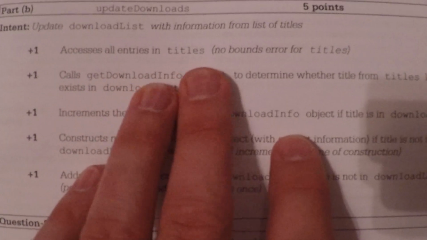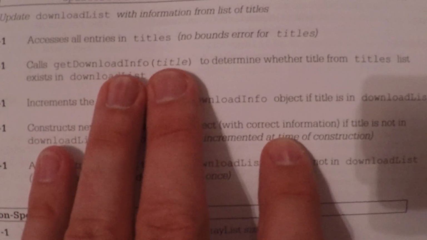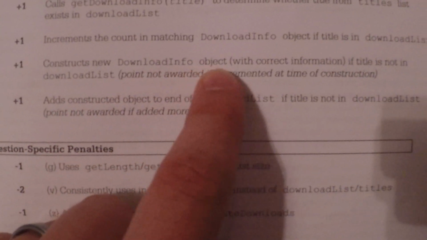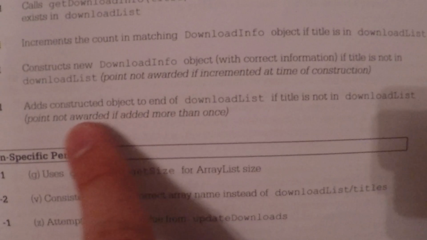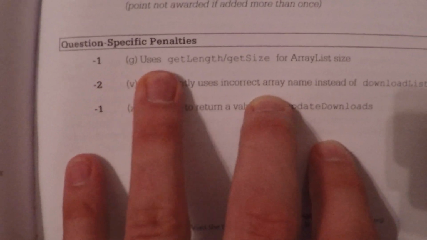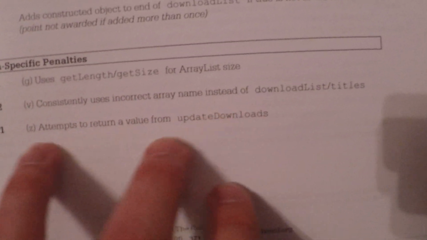Part B is worth 5 points. 1 point: accesses all entries in the titles list with no bounds error. 1 point for calling the downloaded info list with the title parameter to determine whether the title from the titles list exists in the download list. Increments the count of the matching download info object if it's in the list. Constructing a new downloaded info object with the correct information. Adds the constructed object to the end of the list. And then some question-specific penalties, more than your normal ones. You're going to lose 1 if you use get, length or size for the ArrayList. Lose 2 in this case if you consistently use an incorrect name. And lose 1 if you attempt to return a value from updateDownloads.